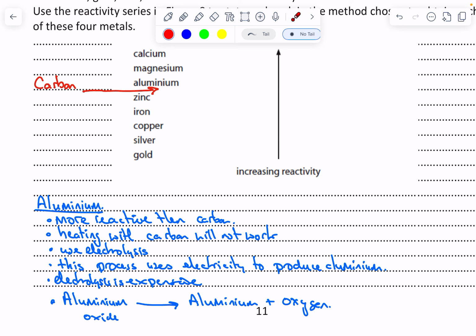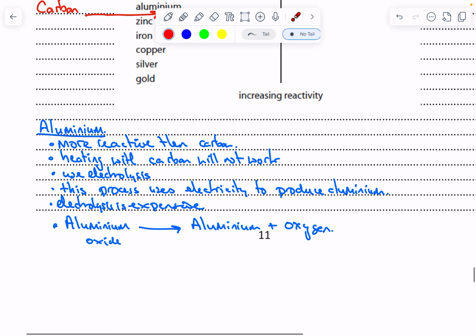To show the reaction taking place, I've got the equation here. So we start off with aluminium oxide, we do our electrolysis, and it forms aluminium and releases oxygen. So my aluminium now has been separated.